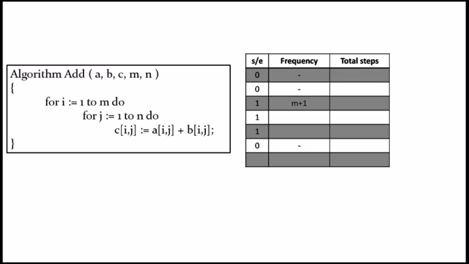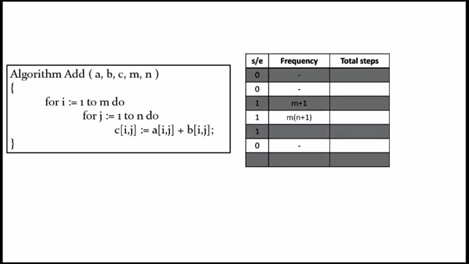So first, the I for loop. This will be repeated starting from 1 to M. So this M is for the true condition, and it will also execute for the false condition. So for the true condition, M times the for loop will be executed, plus 1. That means even for the false condition, we are checking the condition. So this for loop will be repeated M plus 1 times.